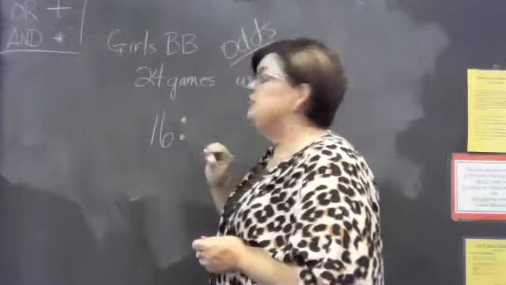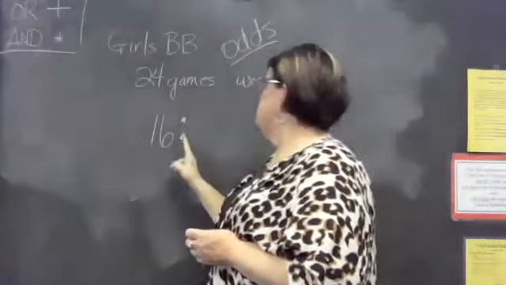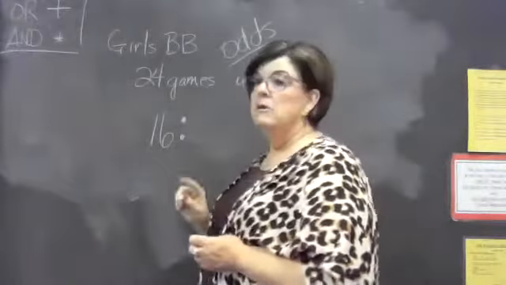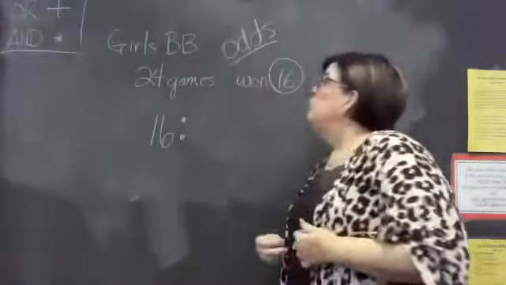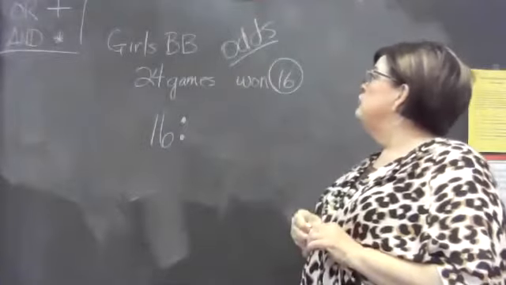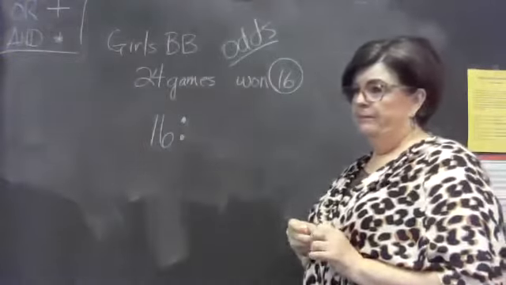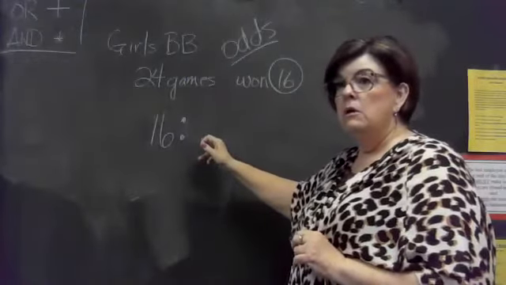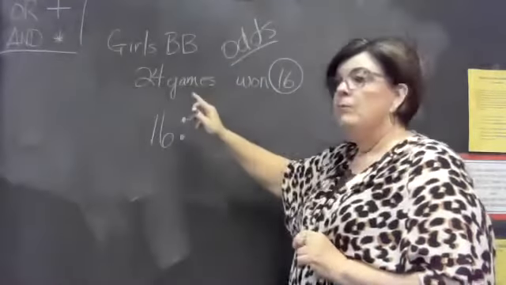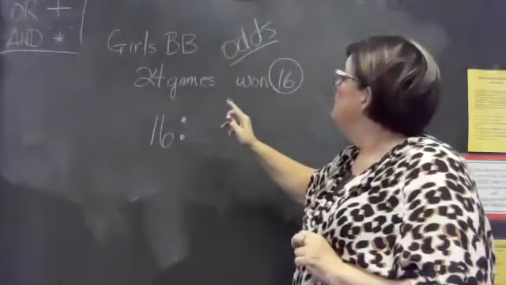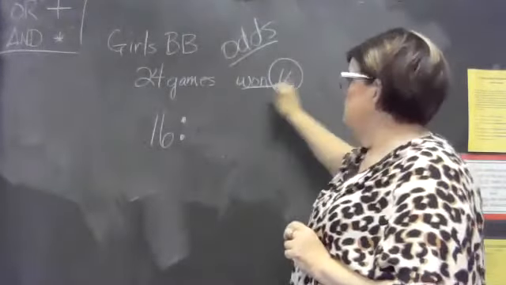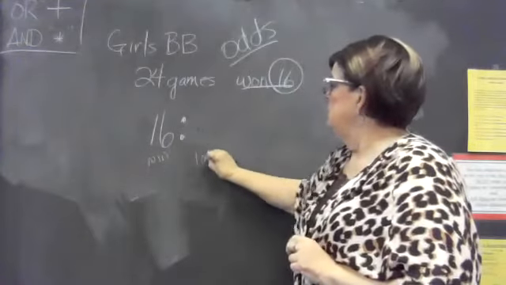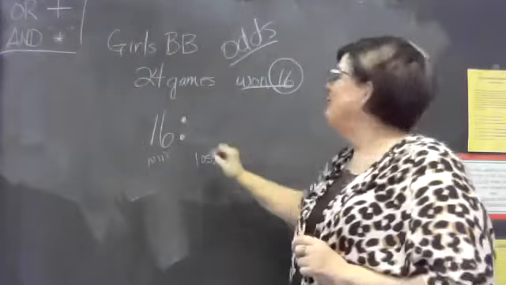Remember when we were doing ratios and proportions and we said 16 to something? It's the same as a fraction, but this is how we write odds, okay? Now, the question was, what are the odds of the girls' wins to losses? Wins to losses. Do I put 16, 24 here? No. 16, 8. That's what they won, okay? So it will be 16 to 8. There we go.